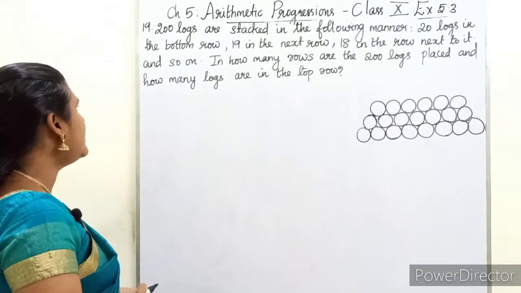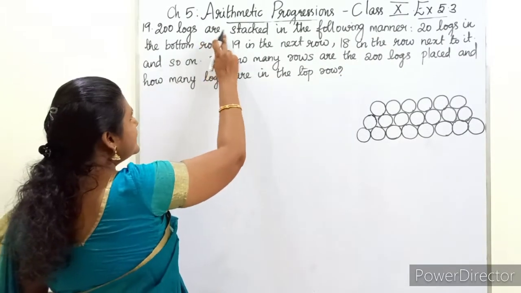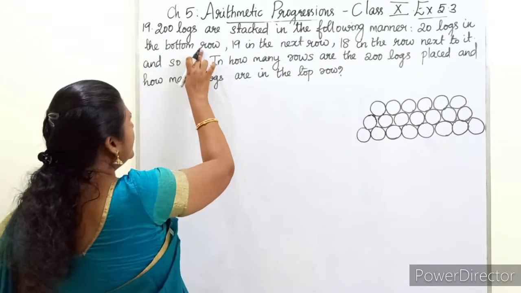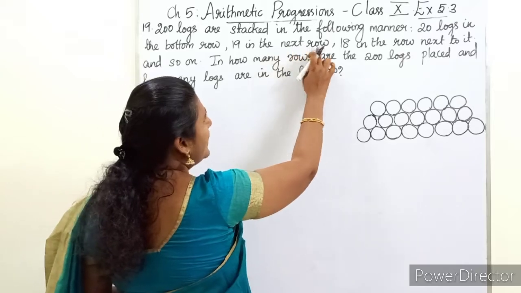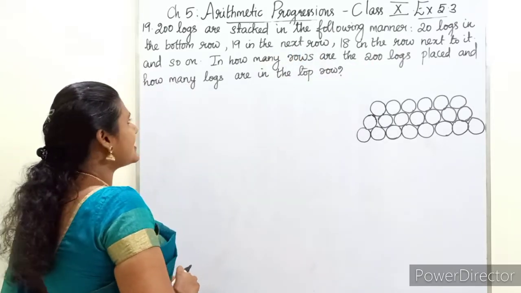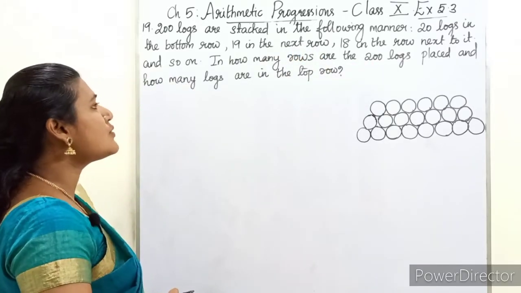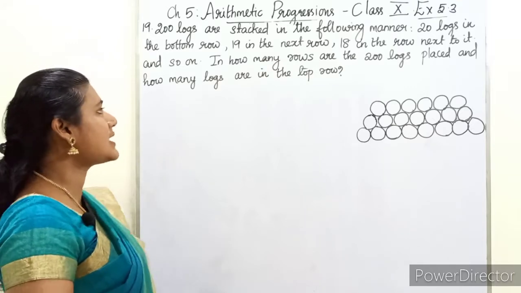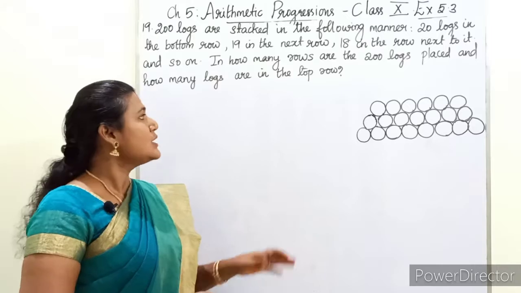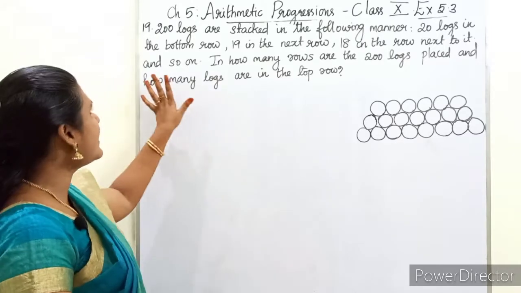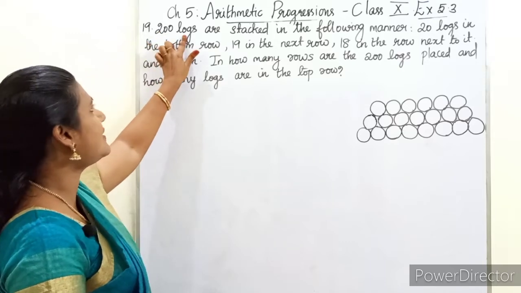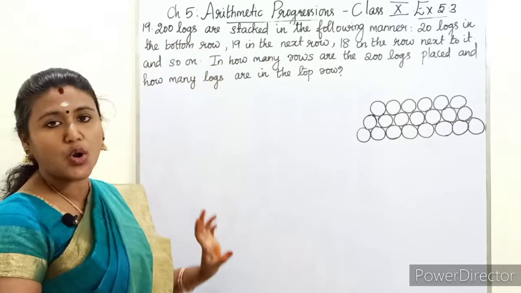Question number 19. 200 logs are stacked in the following manner. 20 logs in the bottom row, 19 in the next row, 18 in the row next to it, and so on. In how many rows are the 200 logs placed, and how many logs are in the top row? So this is the question. We will see the question one more time. 200 logs are stacked in the following manner.